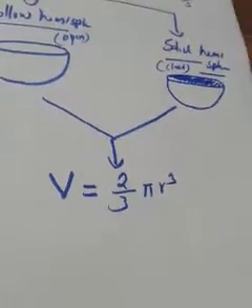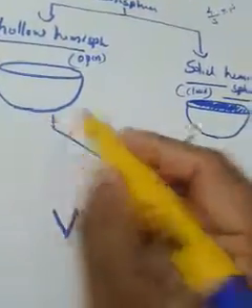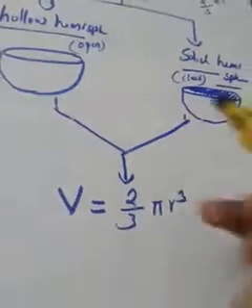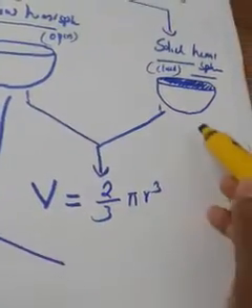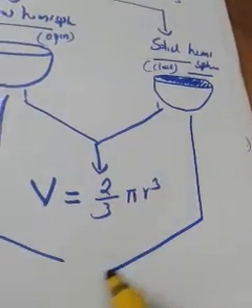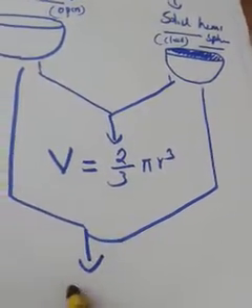Okay. That means for hollow hemisphere and solid hemisphere, the volume is the same. And for hollow hemisphere and for solid hemisphere, the curved surface area is also the same.